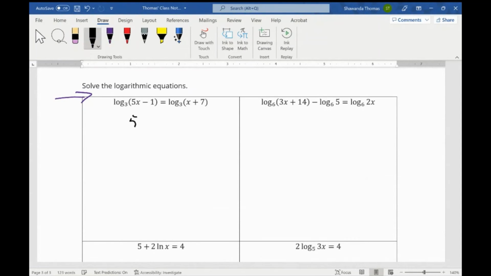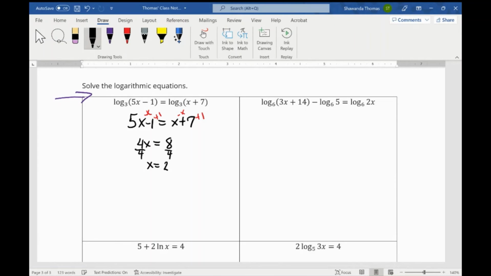We can basically get rid of the log base 3. So now we have 5x minus 1 equals x plus 7, and then we can just solve for x. What would you do first? It doesn't matter. But I'm going to subtract x from both sides and add 1 to both sides. So if I subtract x, 5x minus x is 4x. 7 plus 1 is 8. Divide by 4 on both sides.